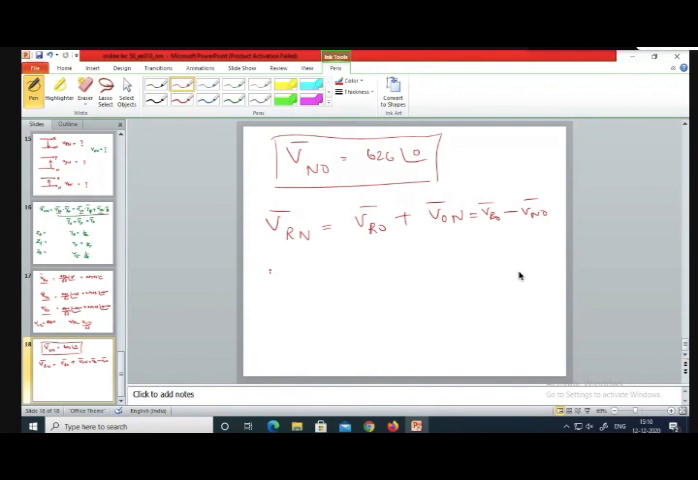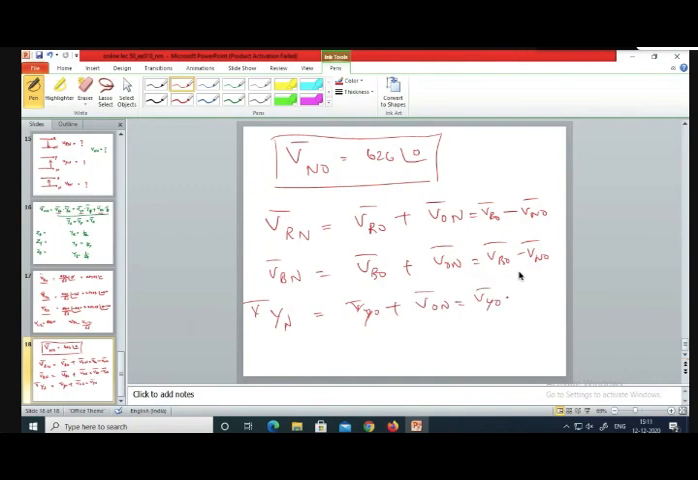Similarly, VBN is equal to VBO plus VON, which is nothing but VBO minus VNO. And similarly VYN is equal to VYO plus VON, which is VYO minus VNO. So you got all the values now.